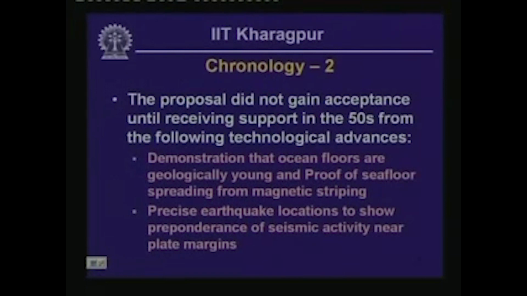Now what happened in the 1950s is that scientific and technological development led to the detection of several different things, and the most important of that from the point of view of plate tectonics is that geologists found that ocean floors are geologically much younger than the continental land masses, and there were in fact stripe-like features on the ocean floor, and let's look at that.